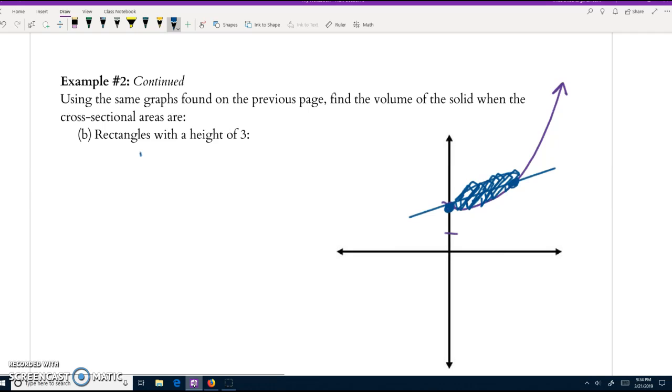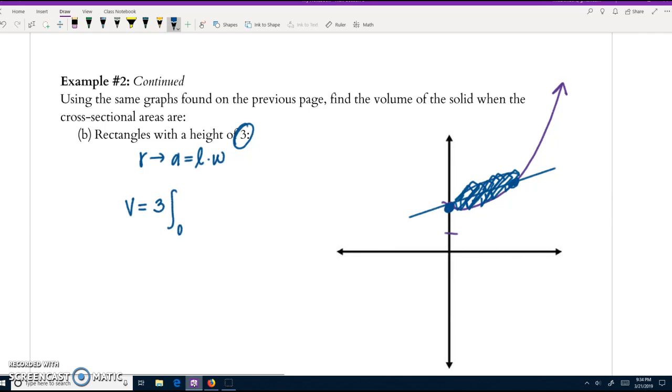So a rectangle, that area you can find just by multiplying your length times your width, or your base times your height. And so we can define our width as the area in between the upper and the lower function. And then our height is just going to be what they give us, this value of 3. So we can go ahead and set up our volume by multiplying by 3 out in front.